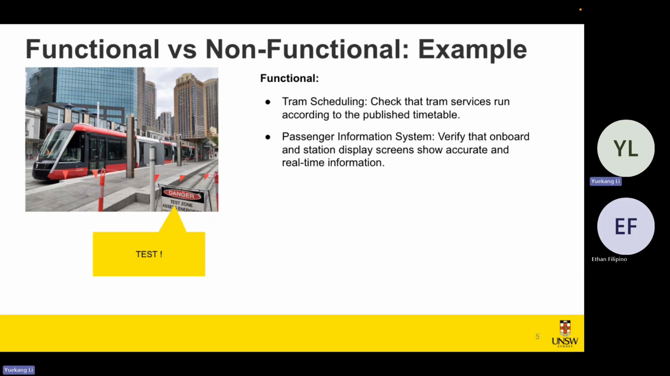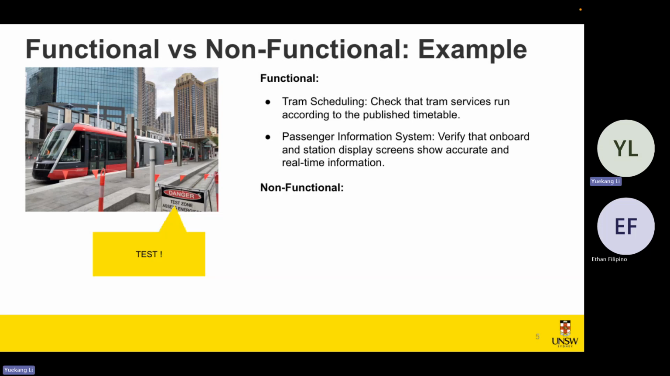And we can also test the passenger information system. If you get into the cabin of the tram, you can see there are some small screens showing maybe the next station and the planned arrival time kind of thing. So we can verify the correctness of this passenger information system. And this is also considered a functional test.